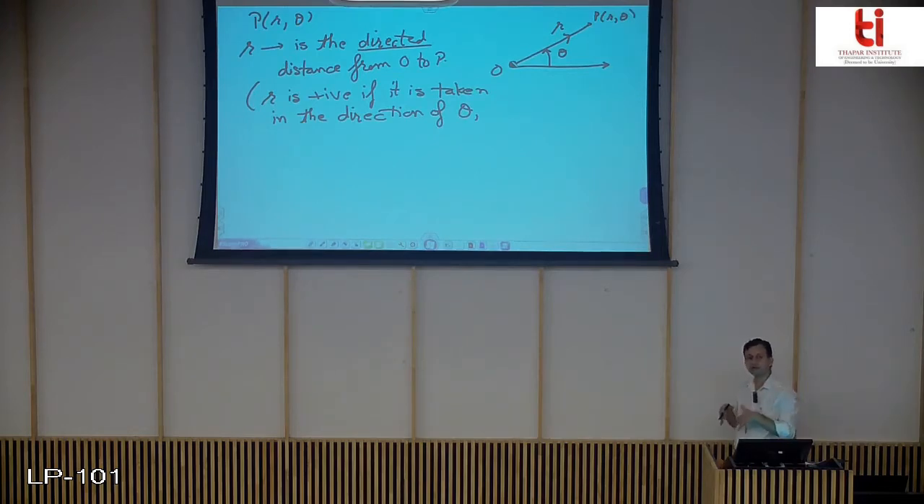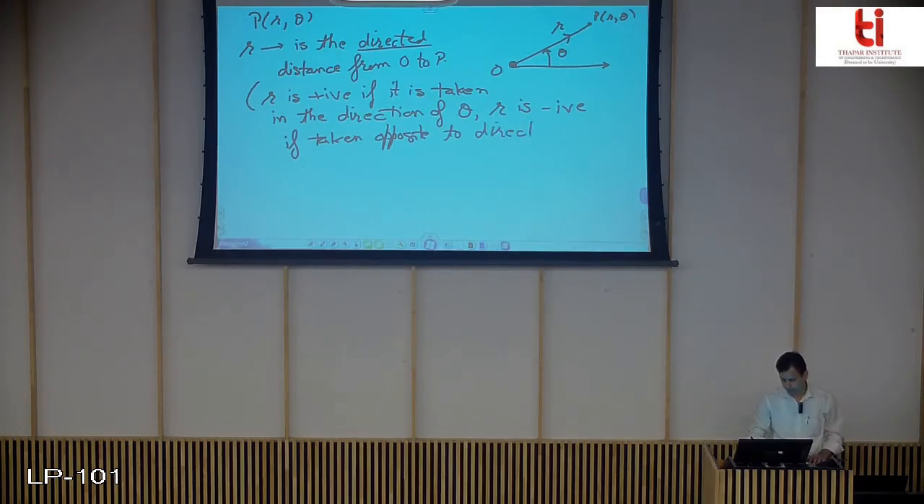Considering yourself at origin, looking in the direction of theta, if you move backward or opposite to the direction of theta, R is taken negative. So R is positive if taken in the direction of theta, and R is negative if taken opposite to the direction of theta. This is very, very important, because all these things are going to be used when we sketch the polar curve.